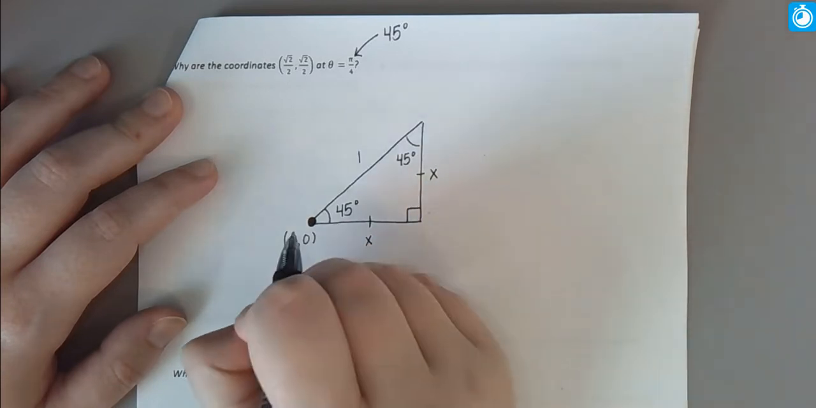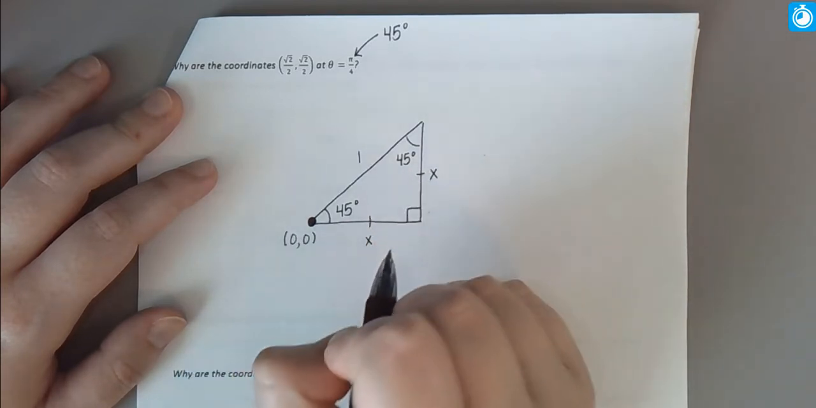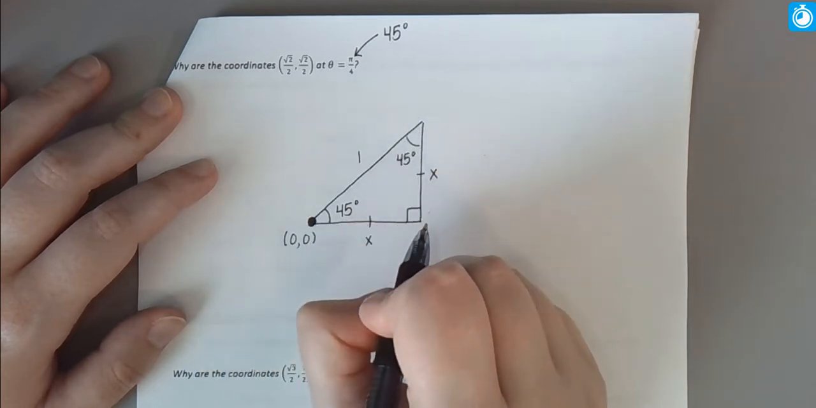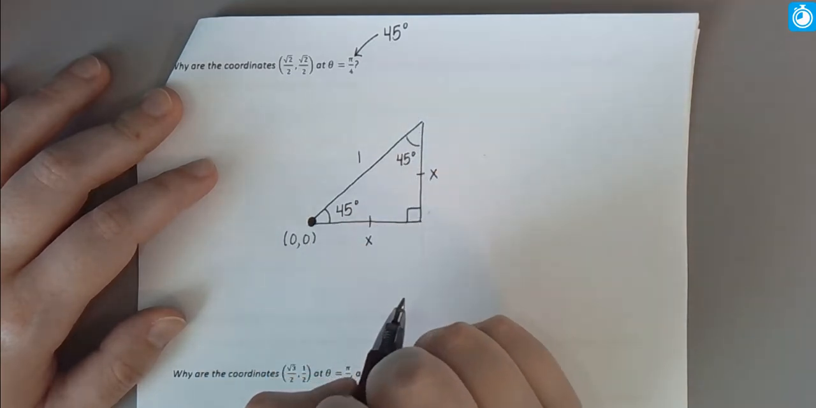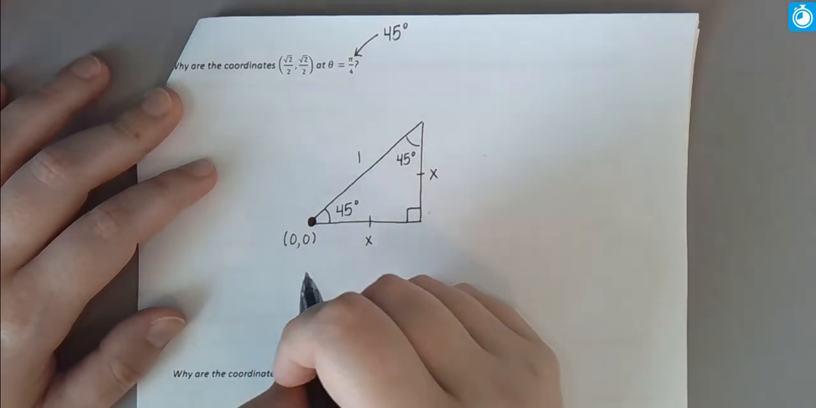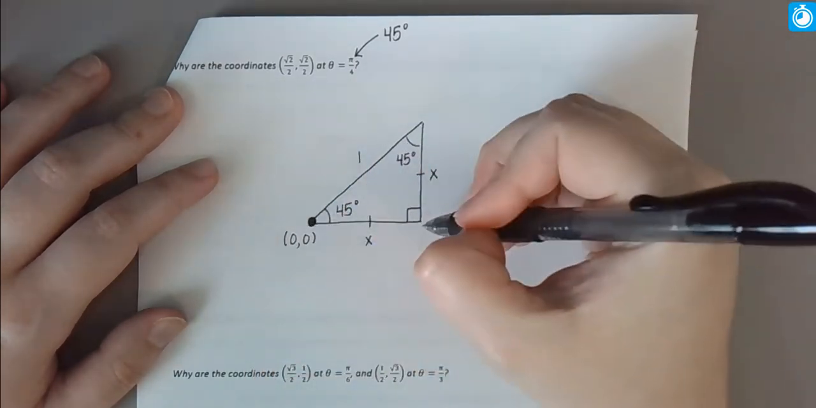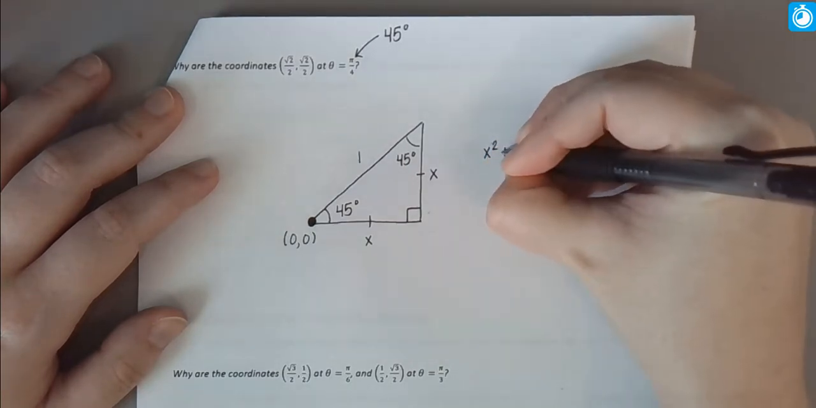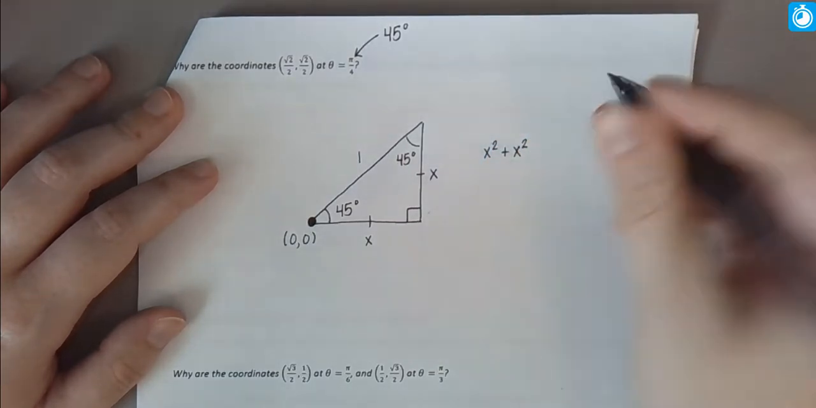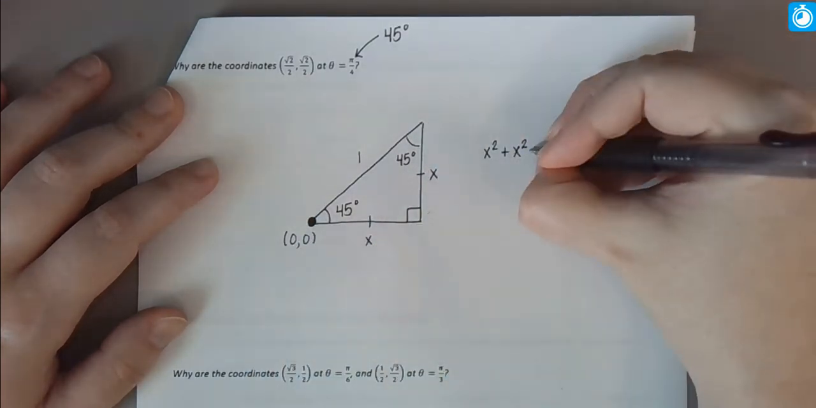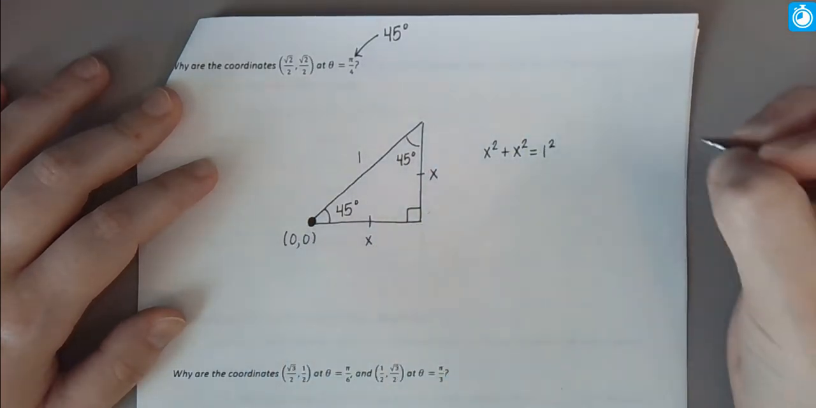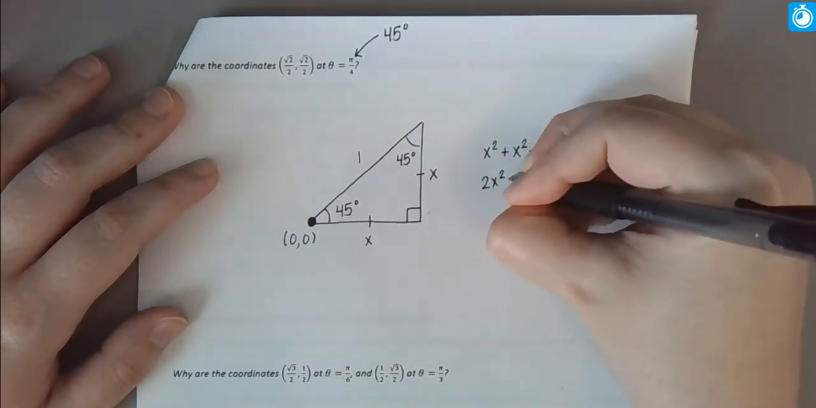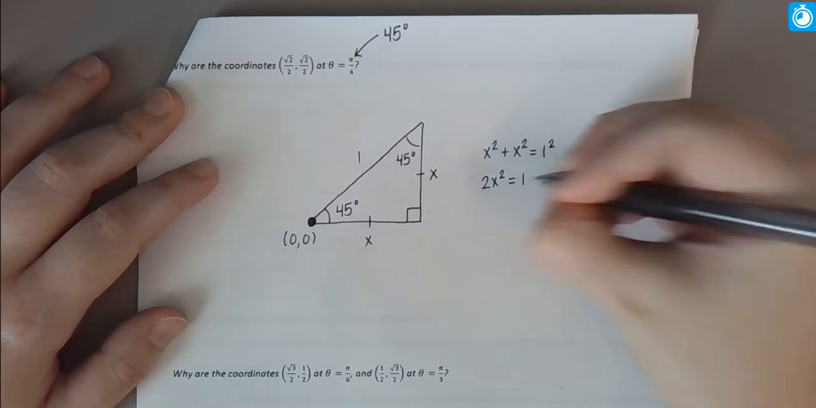Because we have this right triangle, we can find side lengths using the Pythagorean theorem, and because these side lengths are the same, we can just solve for this one variable. Based on the Pythagorean theorem, if we square and add the leg lengths, x squared plus x squared is equal to 1 squared. So we have 2x squared in total, and 1 squared is just 1.